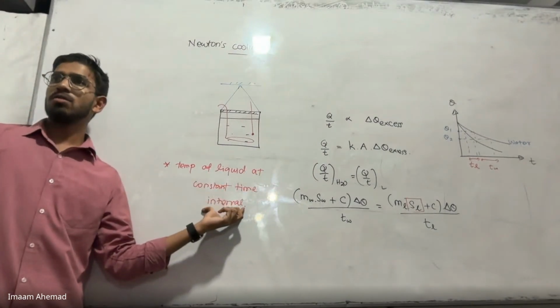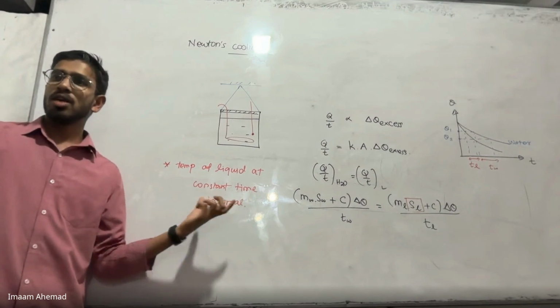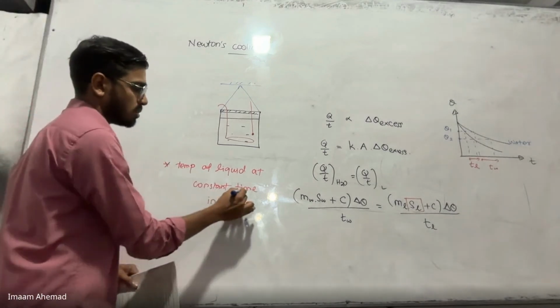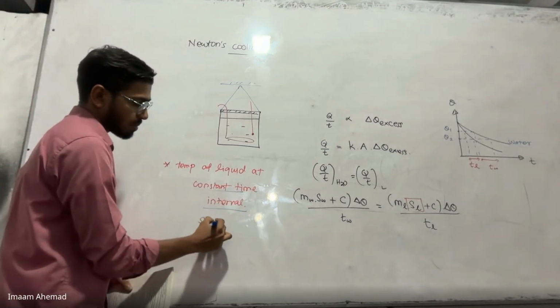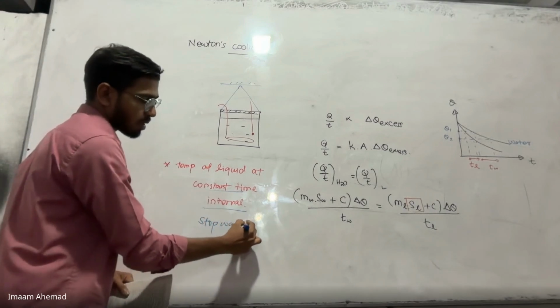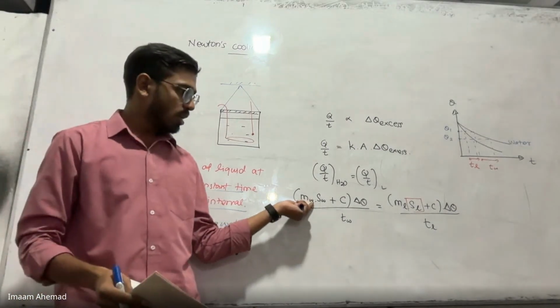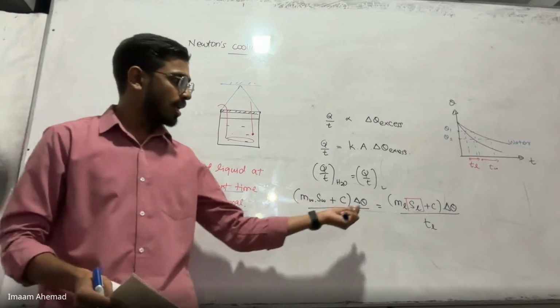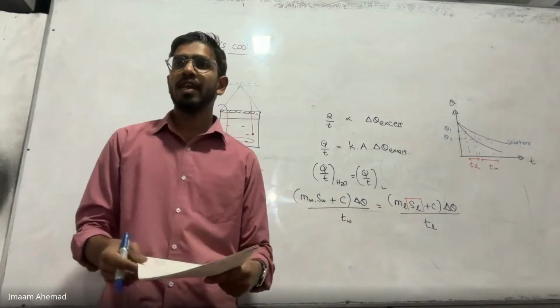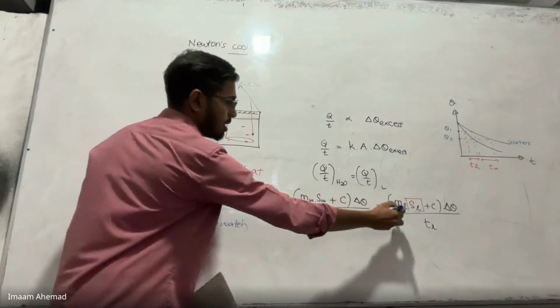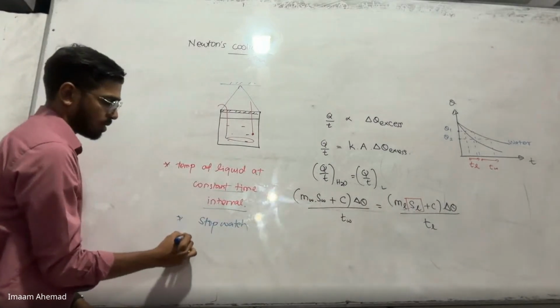So how to take constant time interval? How to measure it? You will need a stopwatch, right? So to measure this part, you will need a stopwatch. And then here we want to measure the mass of the water and the liquid. For that, we will need a triple beam balance or an electronic balance. So for these measurements, we will need the triple beam balance, right?